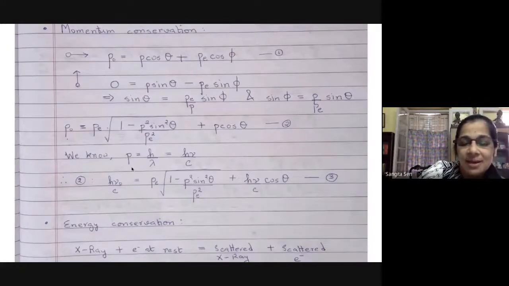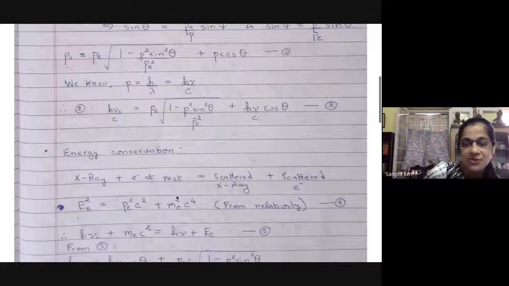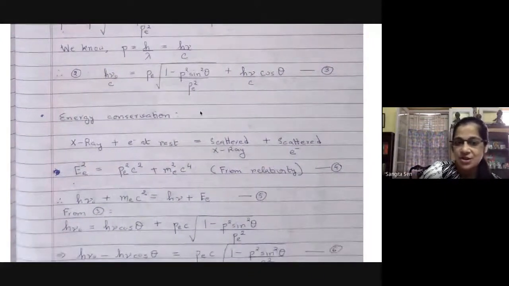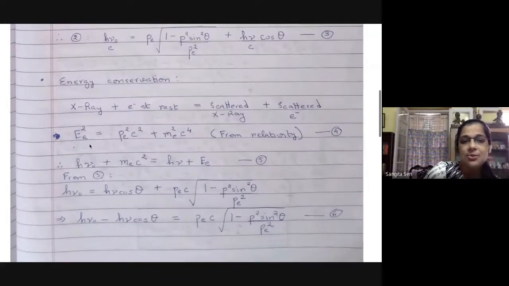Then we have momentum P, which can be expressed as h by lambda. That is the quantization of momentum, and we replace the momentum here. Of the X-rays, we can replace by h nu by c. In addition, we have the energy conservation. The X-ray plus electron at rest should be equal to energy of scattered X-ray plus scattered electron. And here we need to use the relativistic expression for energy of the electron.